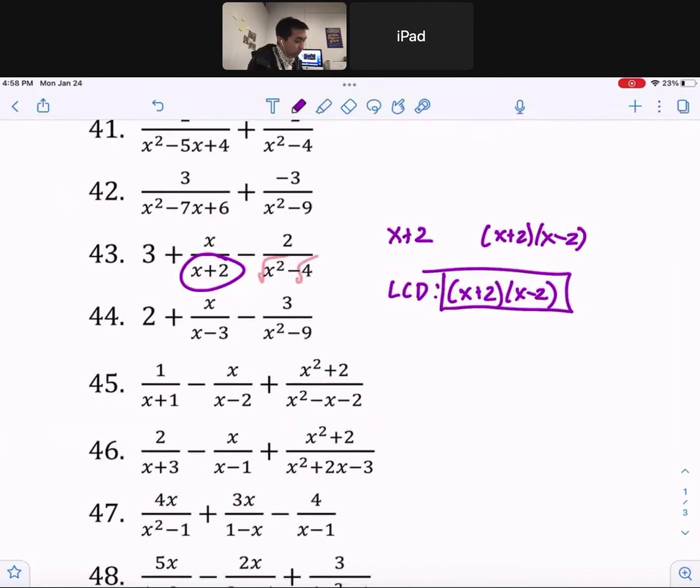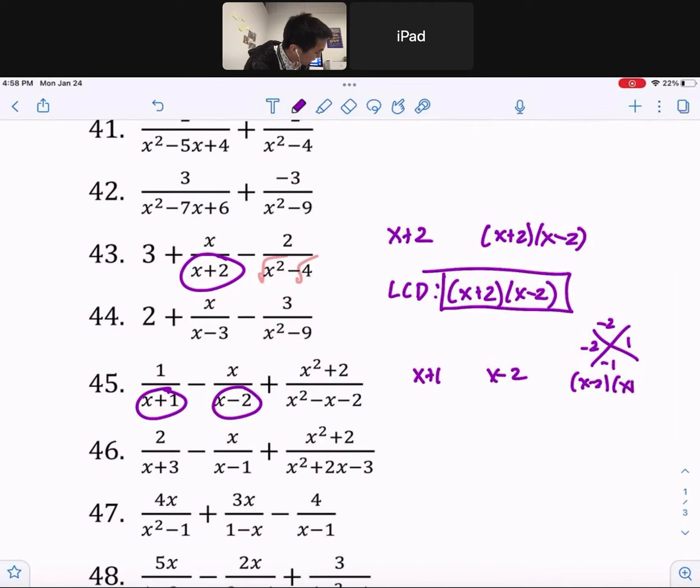45. So we've got 3 denominators to compare. x plus 1, x minus 2, and then the last one, we've got to factor this out. So negative 2 up top, negative 1: the two things that multiply to negative 2, but when added give you negative 1, that's negative 2 and 1. So x minus 2 and x plus 1.